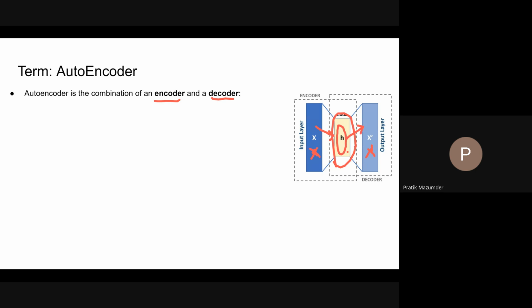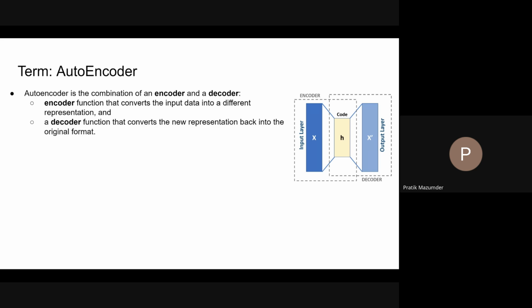So in a way, you're learning the structure of X, the core concepts or the factors of variation of X, and that is a good representation for X itself. So the autoencoder is also a very good way of performing dimensionality reduction. The encoder function converts the input data into a different representation, and the decoder subnetwork then converts the new representation back to the original data.